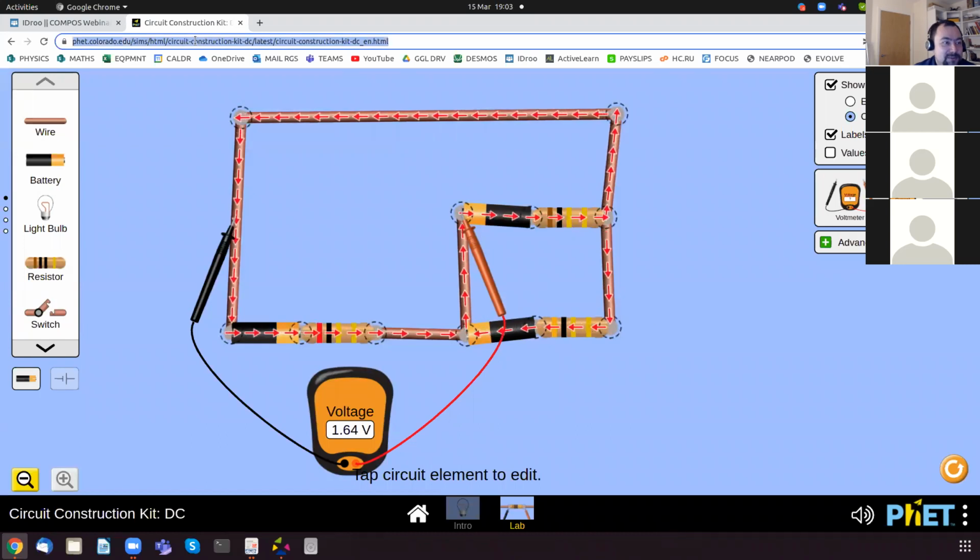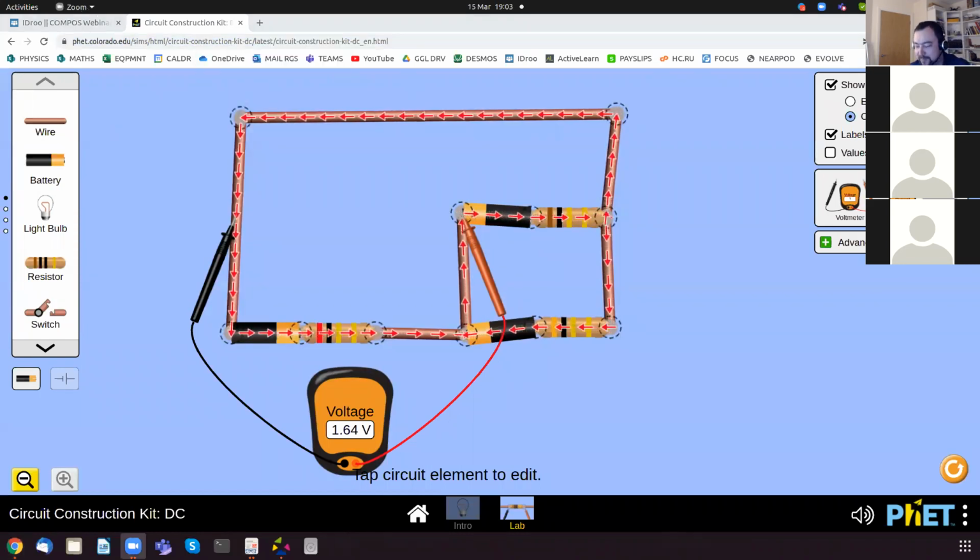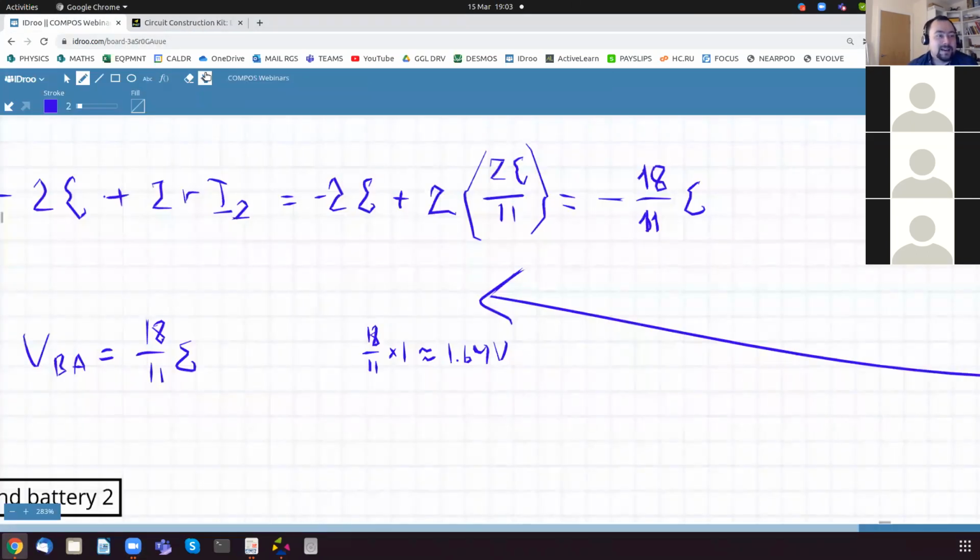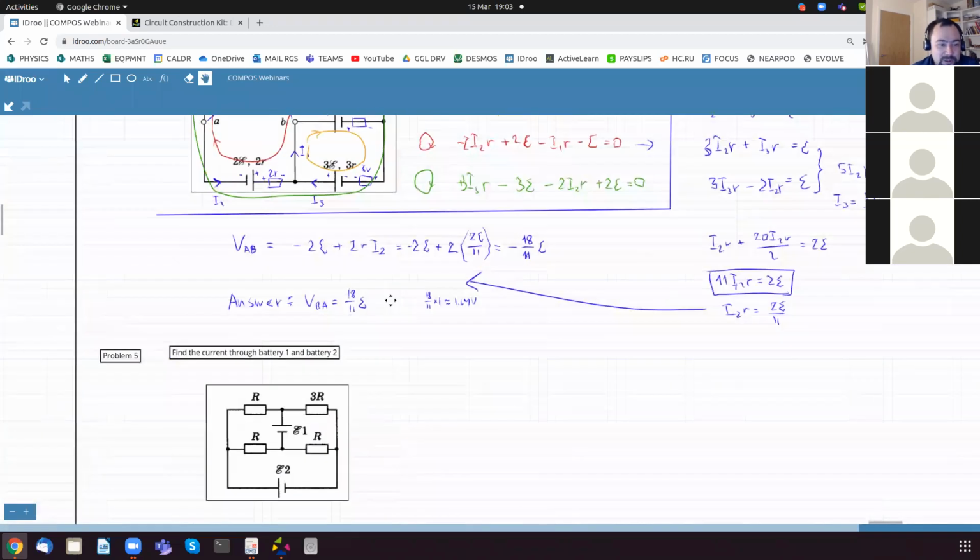So yeah, do use this. This is an incredibly useful tool. You might have seen it before. Right. What else?